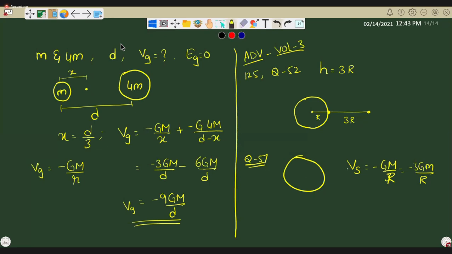Acha, a particle of mass m is placed at the center. Okay. If a mass m is placed at the center, right? Because of this mass at this point, what is your potential? Minus GM by R. So this is because of the smaller mass and this is because of your bigger mass. So the total, addition will become minus 4. Yeah, do the addition. I didn't see the center mass.